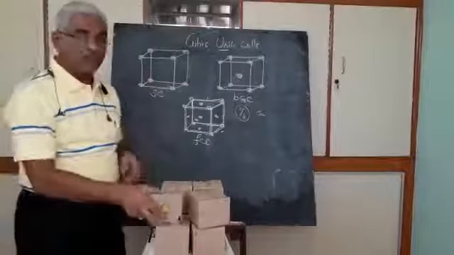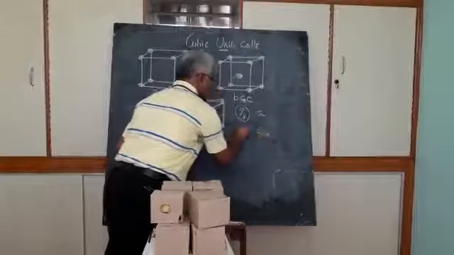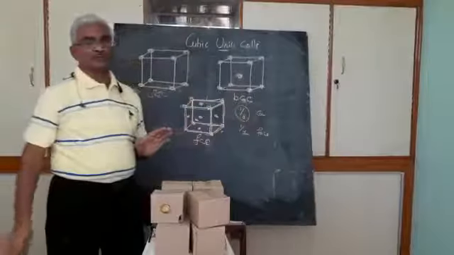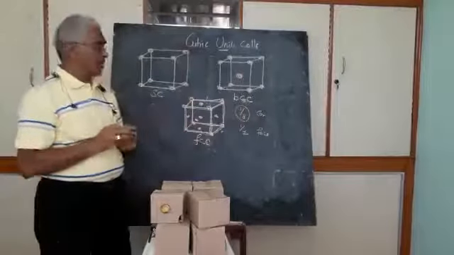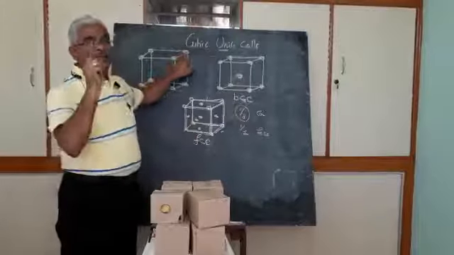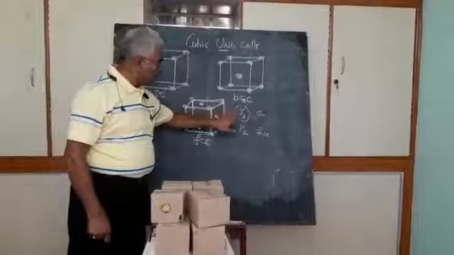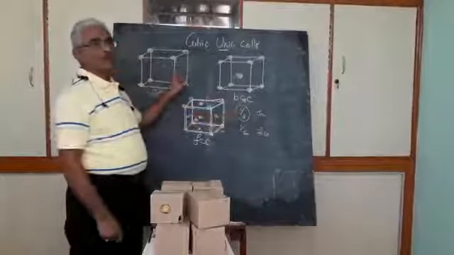So an atom present at the face center, only half is available. So this I can summarize. See, an atom at the corner is shared by 8 unit cell. So for this unit cell, 1/8 part only available.